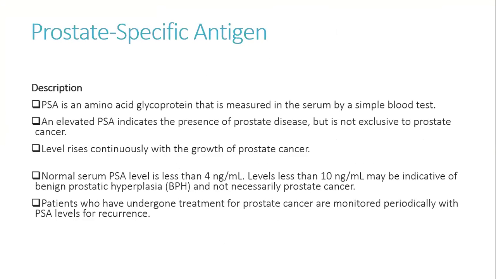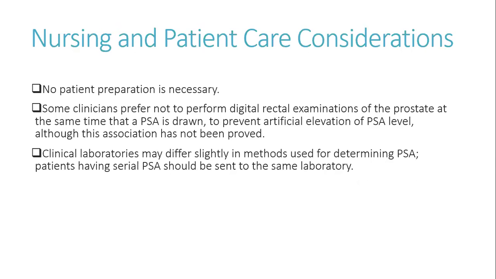Next one is the prostate-specific antigen test. It is an amino acid glycoprotein that is measured in serum by a simple blood test. And if PSA is elevated, it indicates prostate disease. If it is less than 4 nanogram per ml, it is regarded as a normal PSA level. If it is less than 10 nanogram per ml, it is indicative of BPH, that is benign prostatic hyperplasia. And if it is more than that, it may indicate prostate cancer.